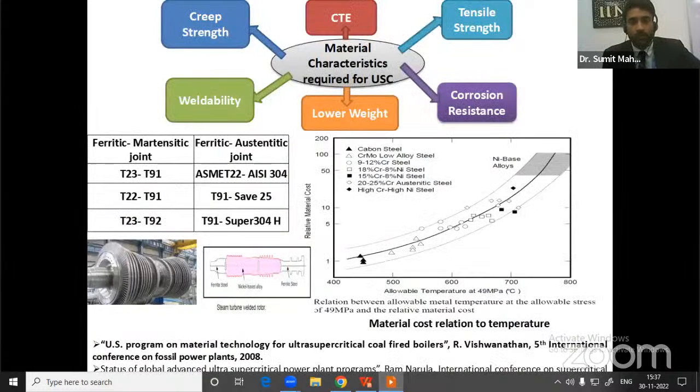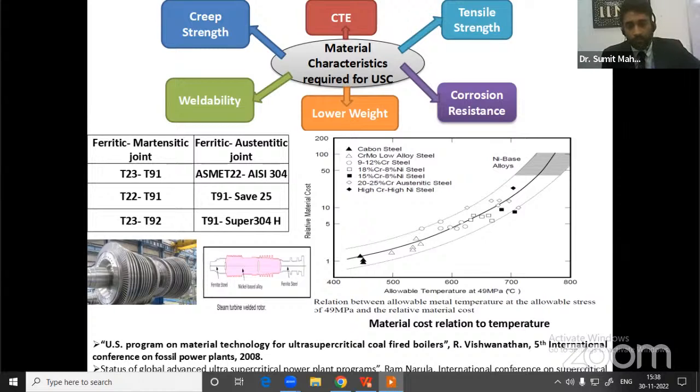If we're talking about the different components, like the boiler, steam header, or turbines, these are made up of different materials. The material for these kinds of power plants should have certain properties. Here you can see the figure of the material characteristics. So what should the material characteristics be? The first is that the tensile strength of the material should be high so that it can withstand the high temperature.